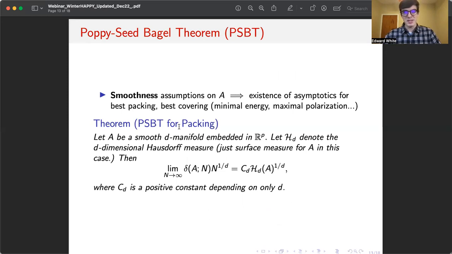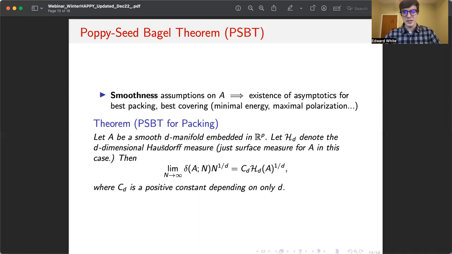So the theorem, the Poppy Seed Bagel Theorem, stated in terms of packing, says: let A be a smooth d-manifold embedded in our ambient space, and let H^d denote the d-dimensional Hausdorff measure, which for us will just be the surface measure of that manifold A. Then the limit of the best packing multiplied by that growth order to the 1 over d, because we're trying to cancel the fact that it's shrinking, will be equal to some constant depending only on that Hausdorff dimension, C_d, multiplied by our surface measure of that manifold A, and then we just have to normalize it to the 1 over d.